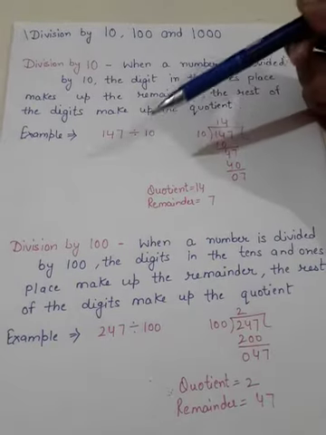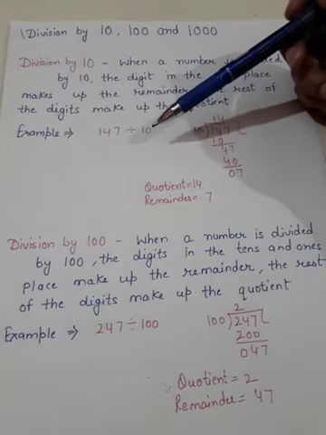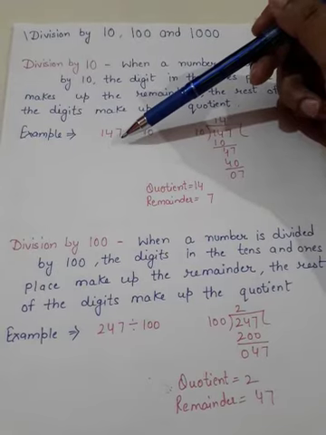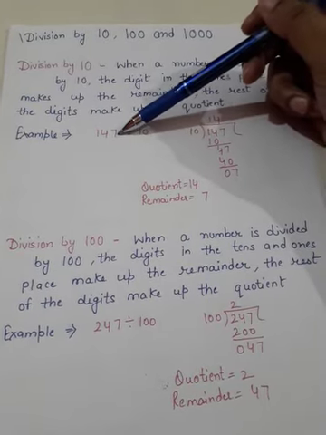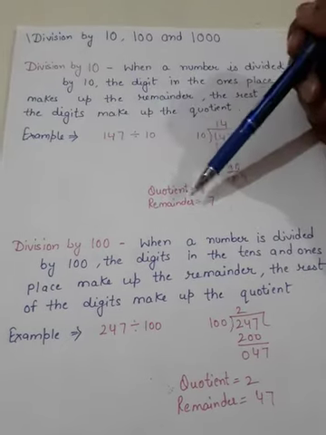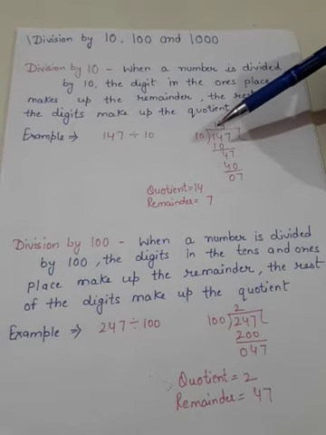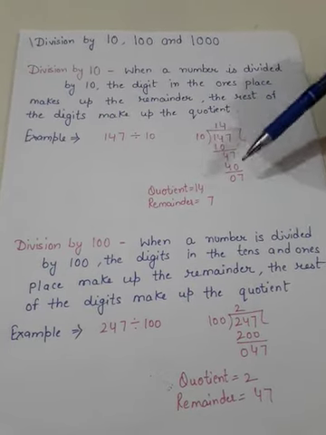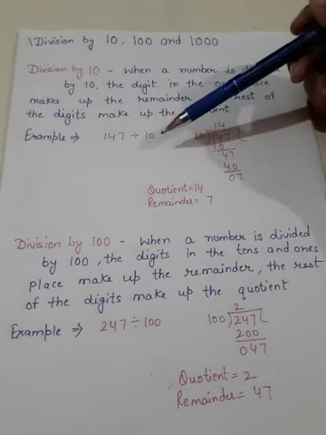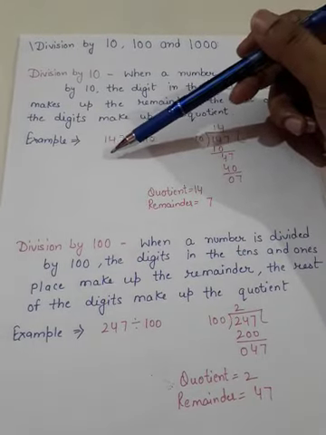It means, suppose I have an example here, 147 divided by 10. When we divide by 10, the digit at the ones place will make the remainder, right. So 7 at the ones place will be our remainder and 14 will be the quotient. You can see the division here. I divided it for you: 10 ones are 10, here 4 left, then 47, then 10 fours are 40, then 7 left, right. So this is the fact that the ones place digit will be the remainder and the rest will be the quotient.